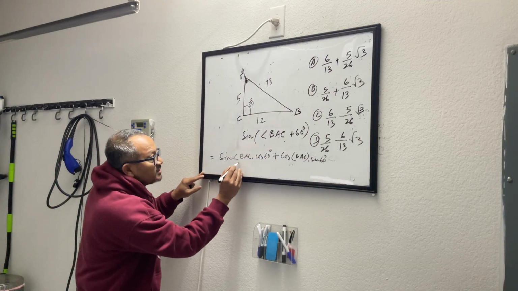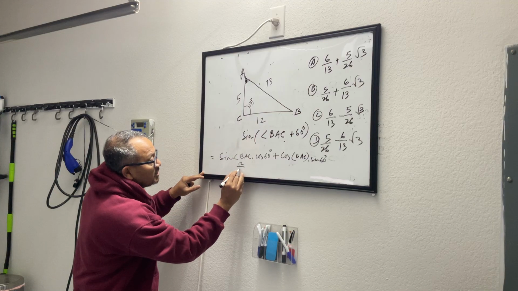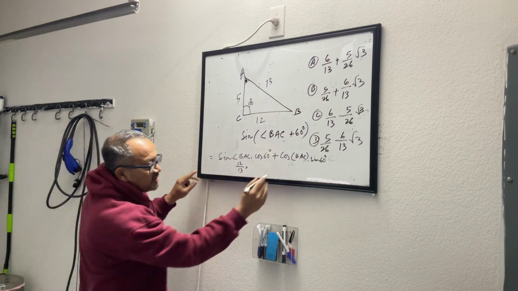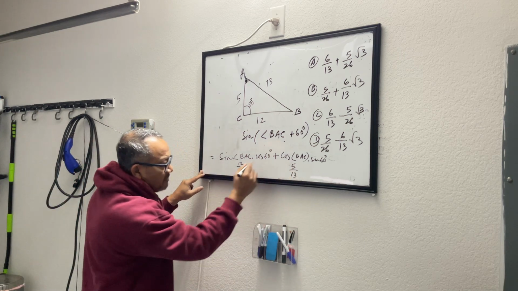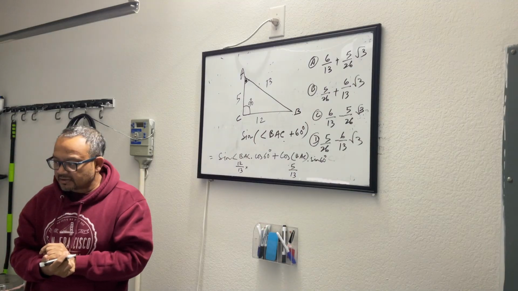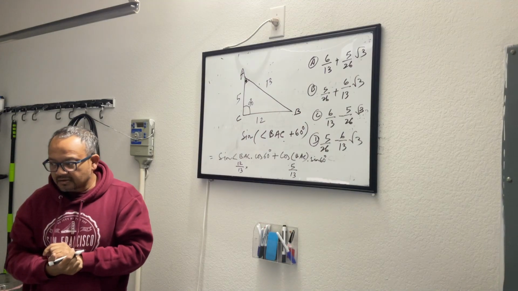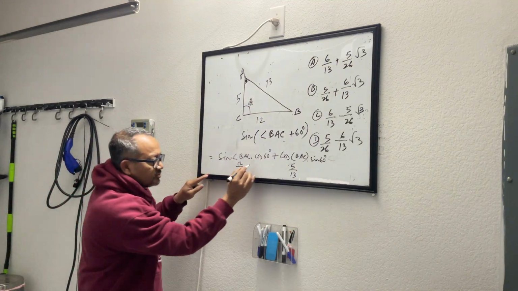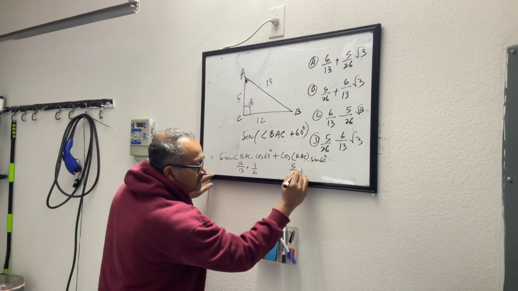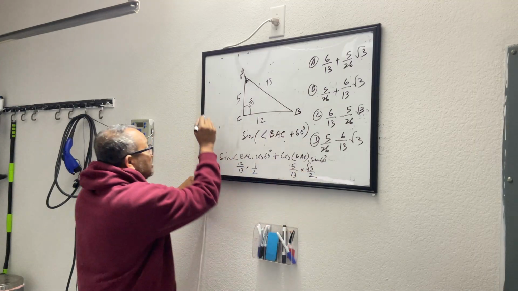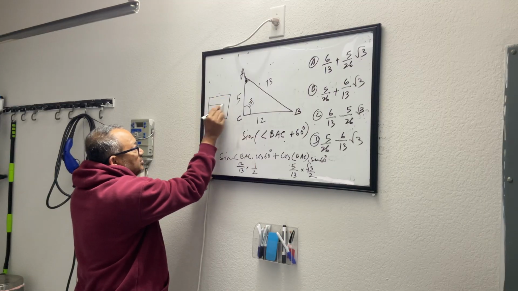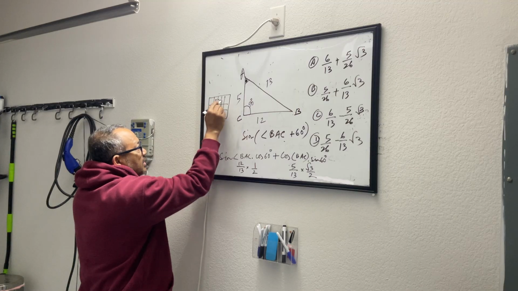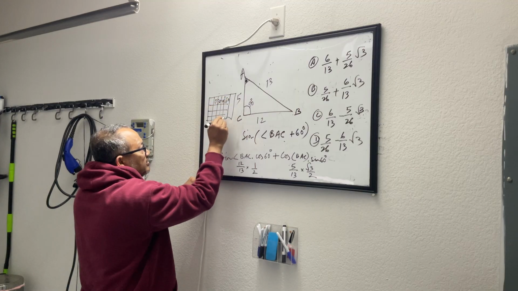Sine BAC is 12 over 13, and cos BAC is 5 over 13. How about cos 60 and sin 60? Can we use the calculator? Cos of 60 is 1 by 2 and sin of 60 is root 3 by 2. If you remember this table that we had prepared to derive the most commonly used angles 0, 30, 45, 60, 90.